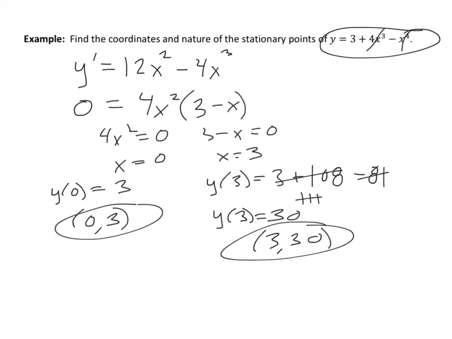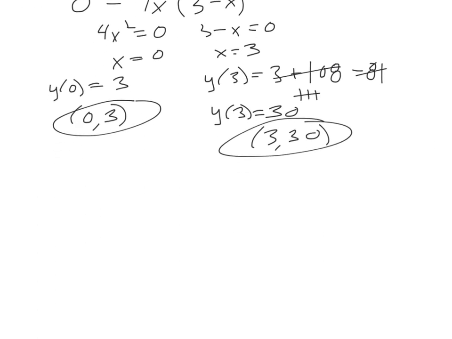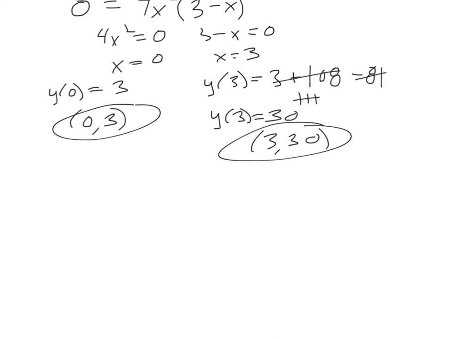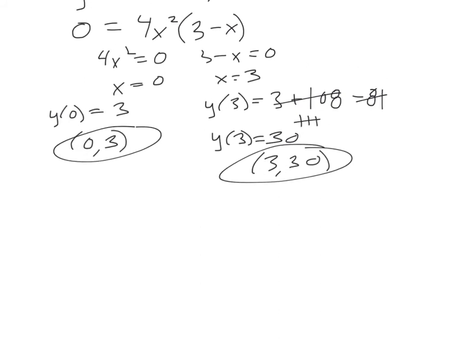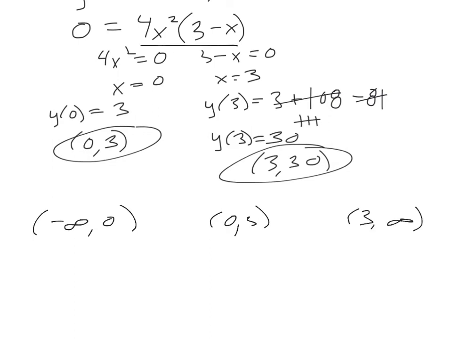Now I just need to classify them. So I go down here and I set up my intervals. Oh, went a little bit too far. I still want to be able to see that derivative. One of them is going to go from negative infinity to 0. The next I'll go from 0 to 3, and the final one will go from 3 to infinity. I'm going to use my factored version of the derivative right here to test.